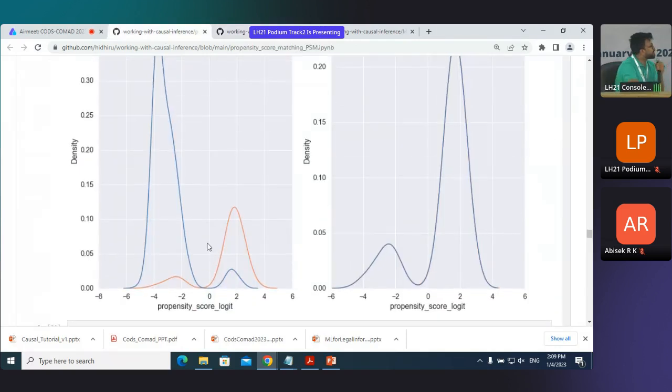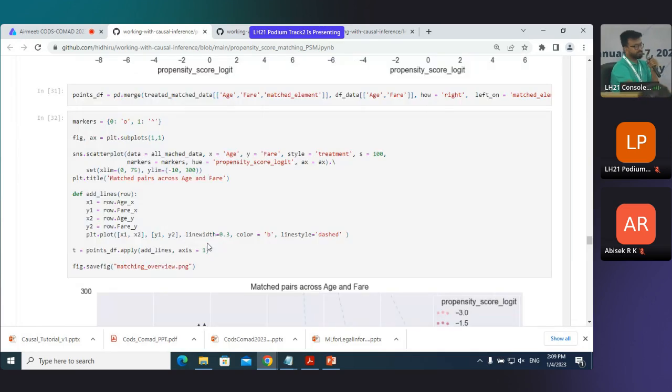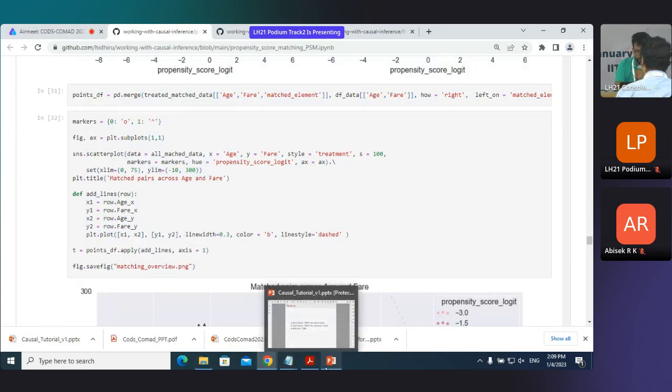And then after this, I think Shomdeep will take us through the causal ML side of things.